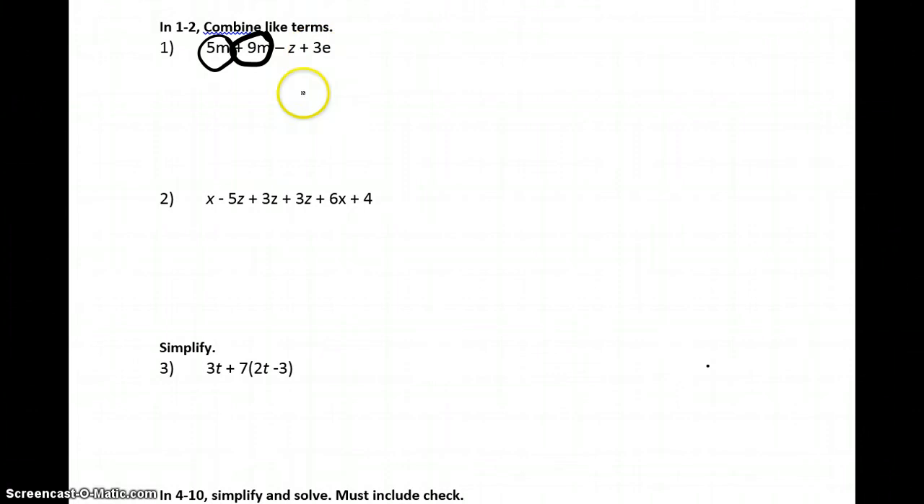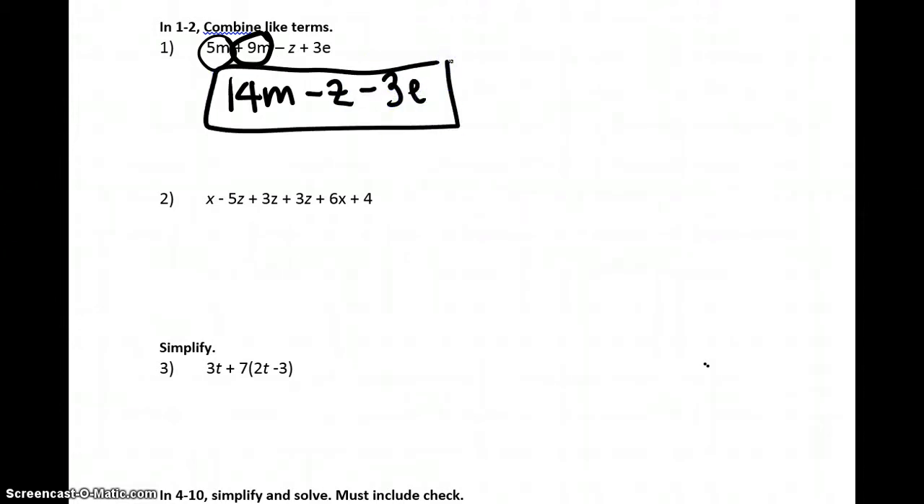Then I have minus z plus 3e. Neither of those have a like term, but they still have to be included in your simplified solution. Okay, so 9m plus 5m is 14m minus z plus 3e. Okay, that is your final answer.